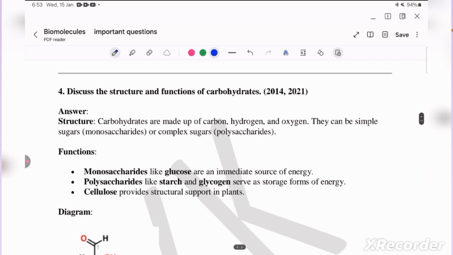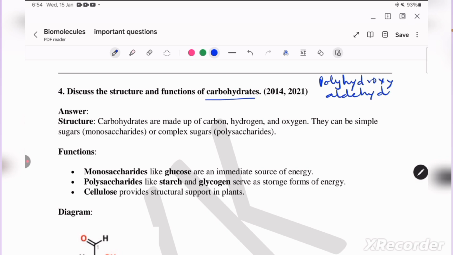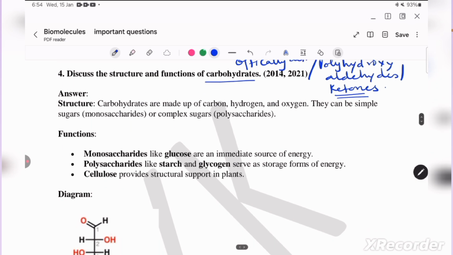Discuss the structure and functions of carbohydrates. So children, we have already discussed this. What are carbohydrates? They are optically active polyhydroxyaldehydes or ketones, right? Or the compounds which upon hydrolysis yield such compounds. So there are two important things over here: they are optically active polyhydroxyaldehydes or ketones, or the compounds which upon hydrolysis give such compounds.